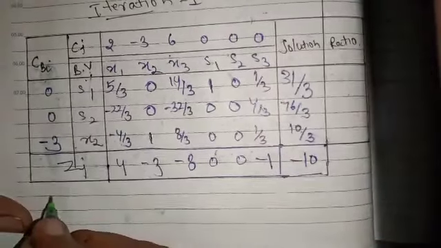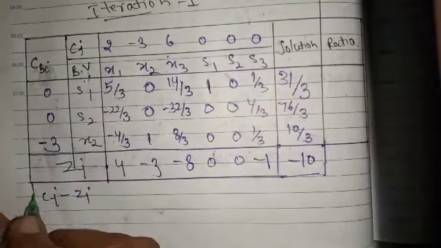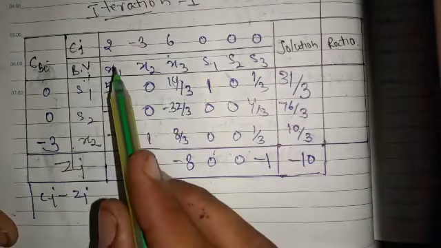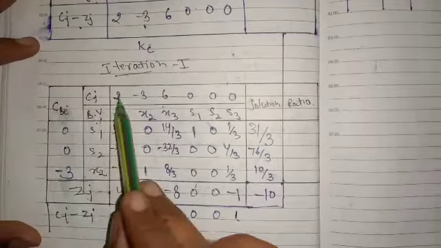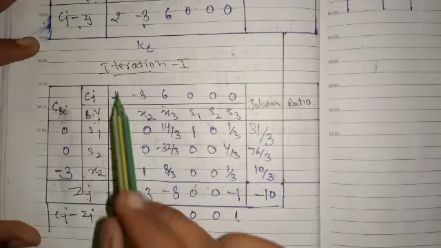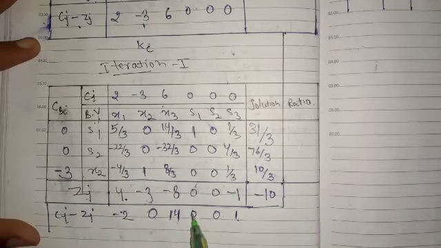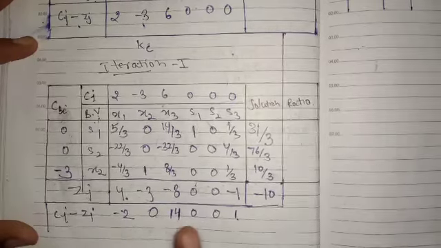Now we find the values of Cj minus Zj. The Cj value is here, the Zj value is here. So this is our Cj minus Zj values. The Cj value is this, and the Zj value is this. This minus this, this minus this, this minus this, and so on. So these are our Cj minus Zj values.